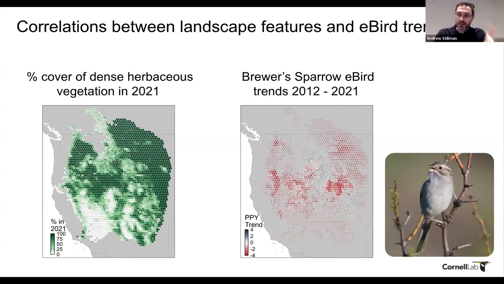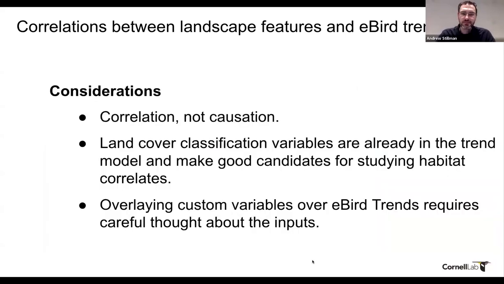So for example, here's a map on the screen showing the percent cover of dense herbaceous vegetation. This is a land cover type that goes into the models from remote sensing, and then a map of trends for Brewer's Sparrow. So what are the things that we need to think carefully about when doing these sorts of comparisons? First and most importantly, overlaying habitat over trends gets you information about correlation, but not causation. This is true for any spatially explicit trend estimate, including these ones from eBird. But often correlations are still useful to gain a better understanding of the potential drivers of trends and perhaps prioritize areas where more study might be needed.